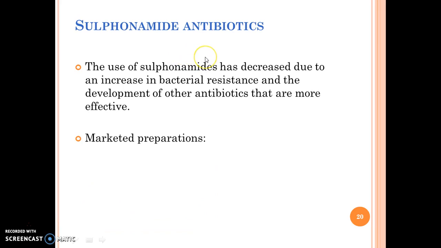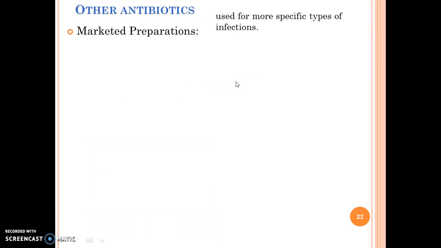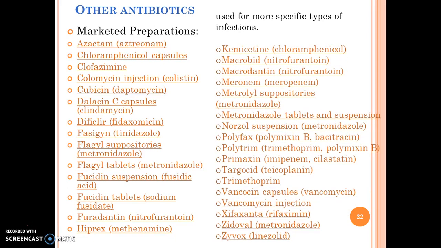These are not used nowadays due to bacterial resistance, and these are the marketed preparations of it. Tetracycline antibiotics are used to treat a wide range of other bacterial infections including respiratory and genital infections, and these are the marketed preparations. And these are the other antibiotics used in the treatment of bacterial disease.